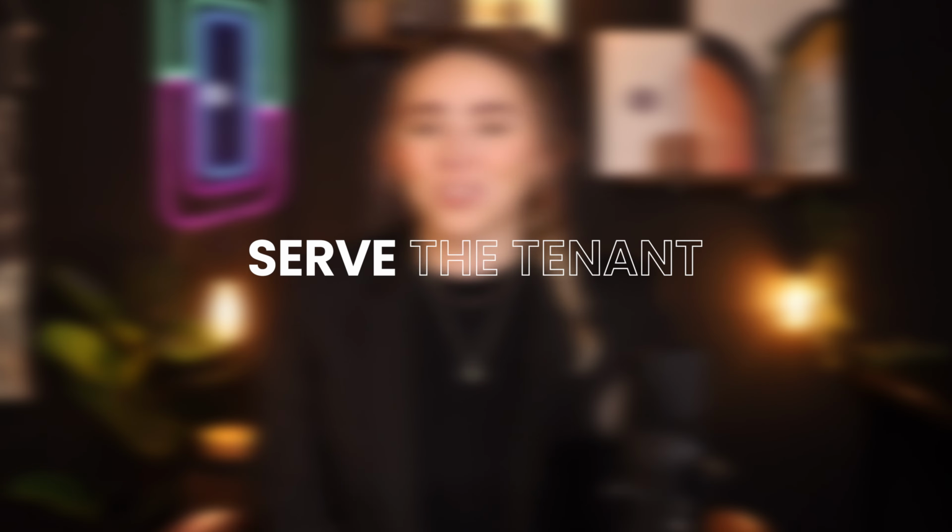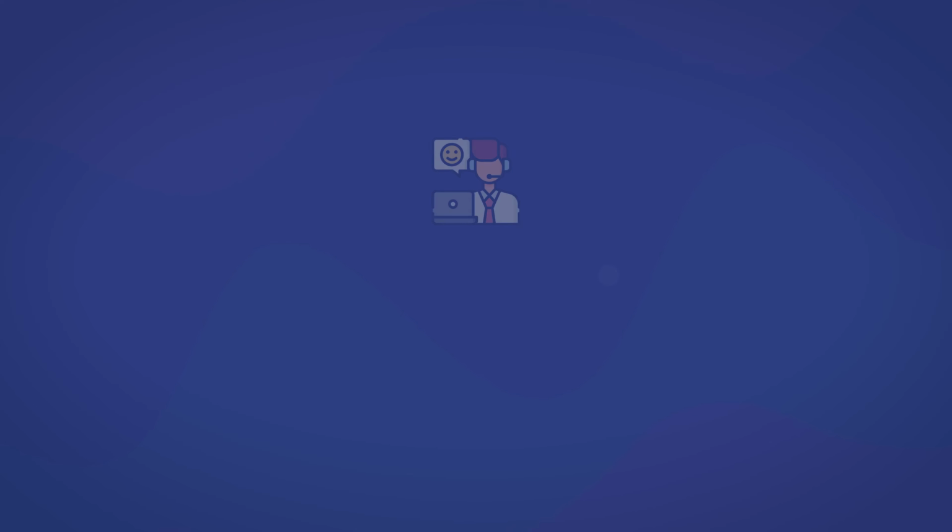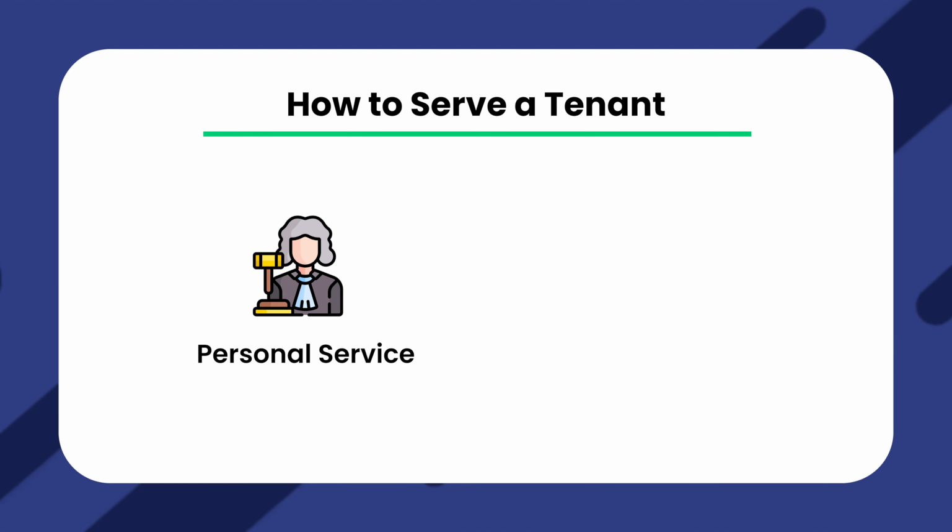The next step is to serve the tenant. So first, how do you serve a tenant? An official from the court, such as a sheriff, deputy, or a process server, delivers the summons for the hearing and the complaint to the tenant. There are several methods to accomplish this. Personal service: the court official delivers the summons and complaint to the tenant in person.